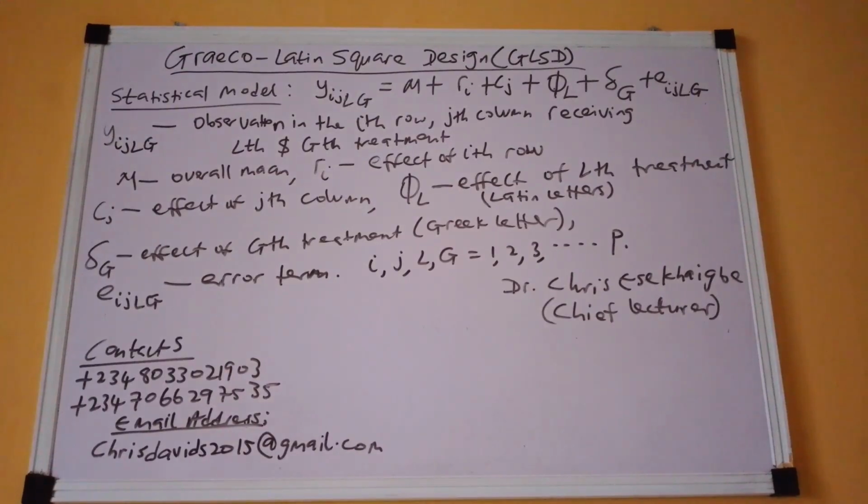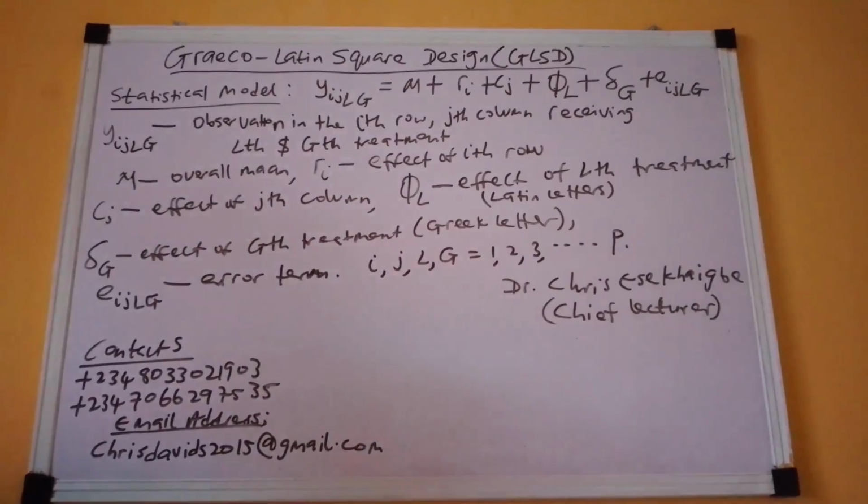On Greco-Latin square design. Greco-Latin square design is one of the topics that is taught in design and analysis of experiments in statistics. In our previous class, we taught the Latin square design. Last two class, we taught the randomized block design, which is a two-way analysis of variance. We also taught the one-way analysis of variance in this channel. Today we shall be looking at Greco-Latin square design.